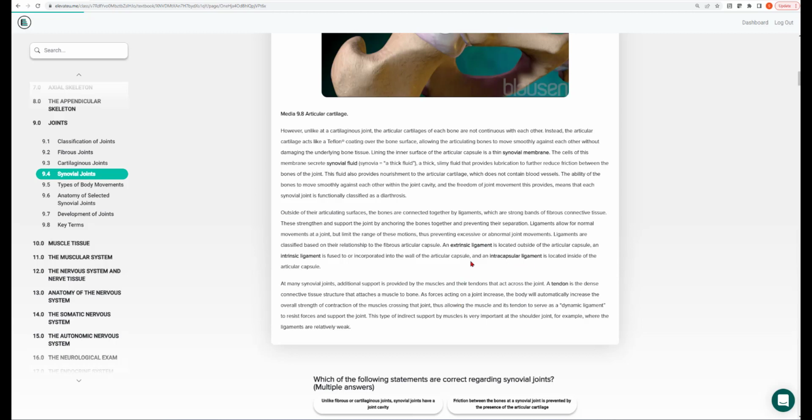Remember also, in addition to different ligamental structures, there's also going to be tendons. Tendons are also made up of dense, regular connective tissue, you know this, that connect muscle to bone. And oftentimes, these tendons are also going to help stabilize joint structures.